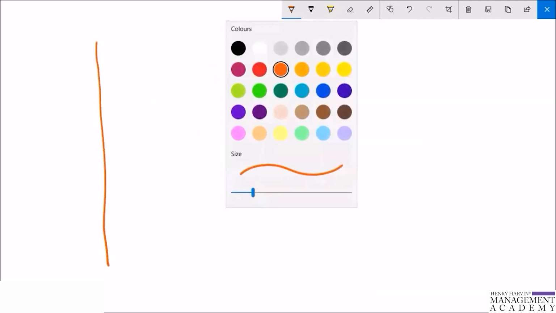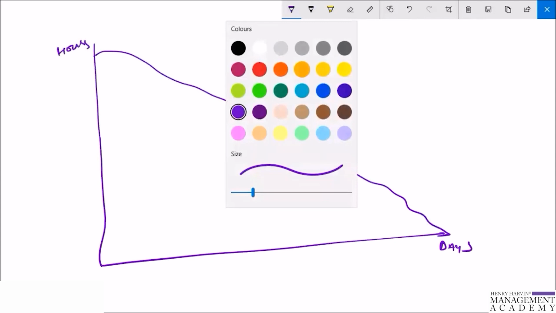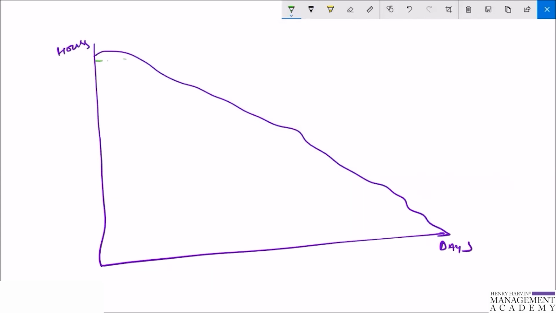If we go further, there is another chart which can be, so this is hours and this is days. This is the actual line, and this one is the real one. This one is, suppose, ideal.